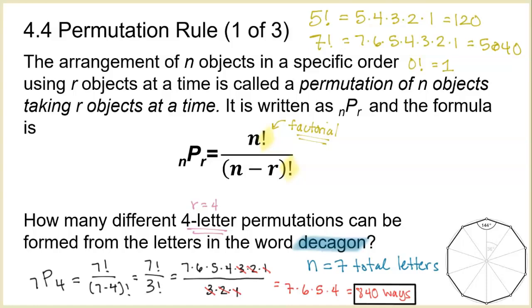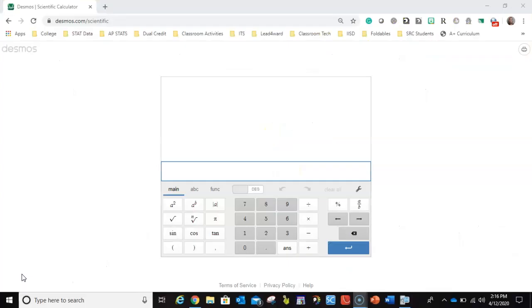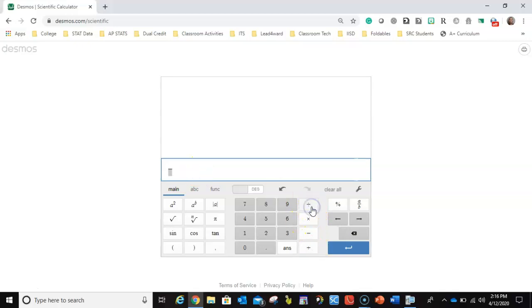And those words may or may not be real words, but they're different words. So let's say we wanted to do the calculation a little differently. You don't have to use this expanded out process. You can input that information into Desmos. So if I go over here and do 7 factorial, exclamation point, and then 3 factorial, it gives you the same value. So it knows that the exclamation point means to multiply, and so it will give me that number. The same thing is true for the calculator.